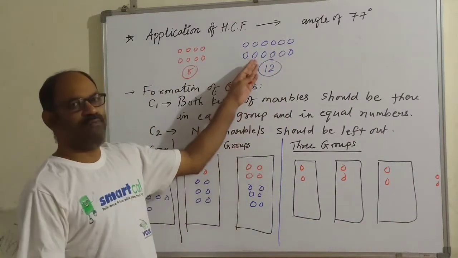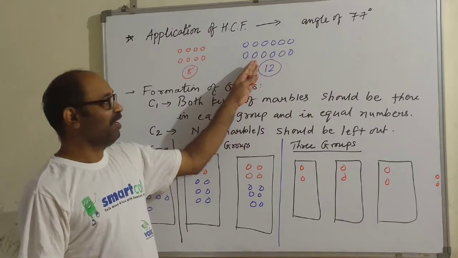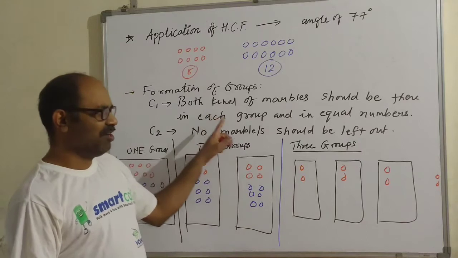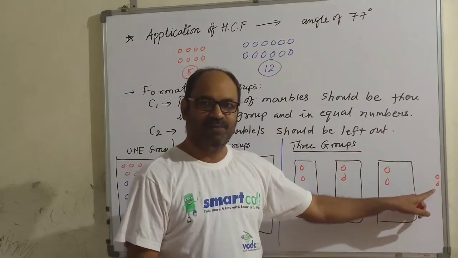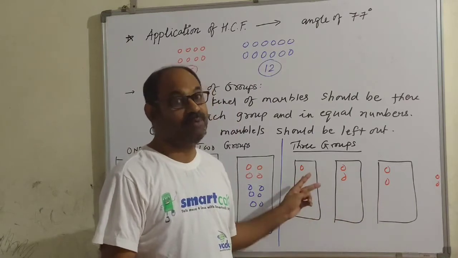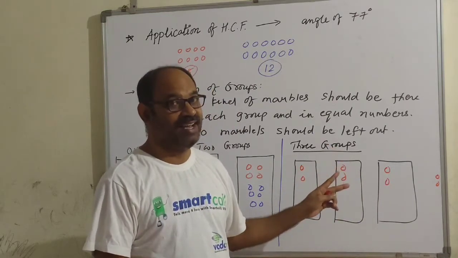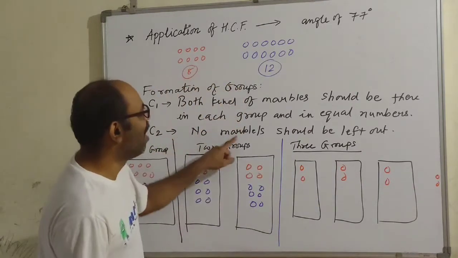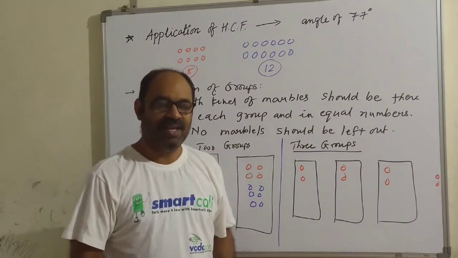Now I should not go for putting these blue marbles into these 3 groups, because the rule of the game is not fulfilled. When you form 3 groups, you can put 2 red marbles in each, but 2 marbles are left out. No marble should be left out.